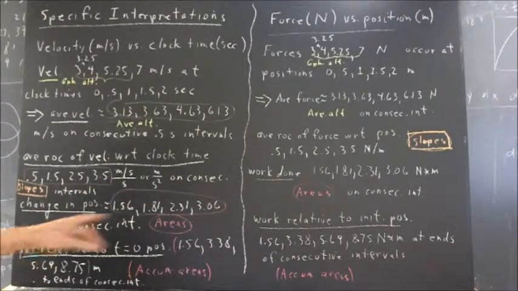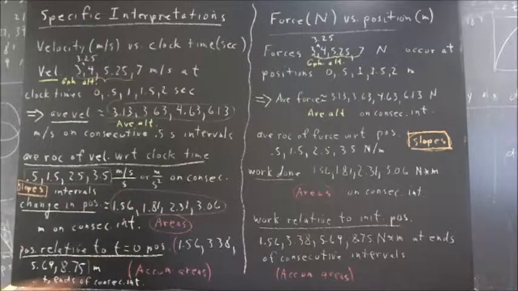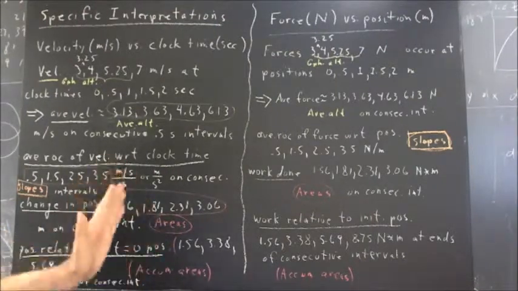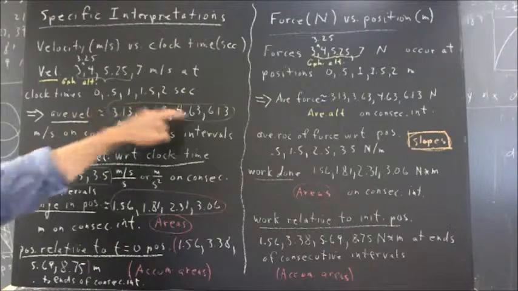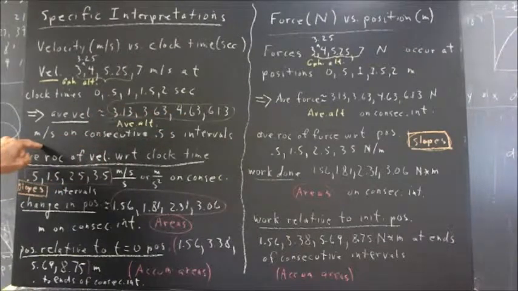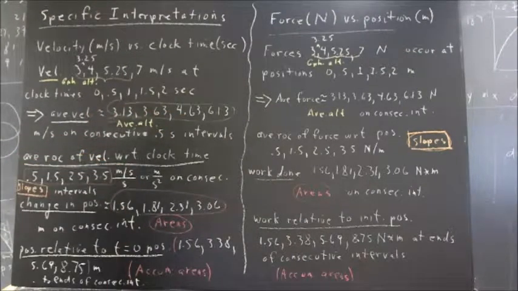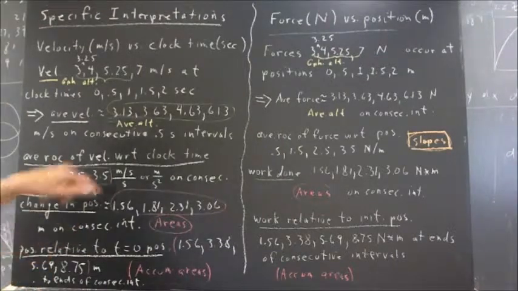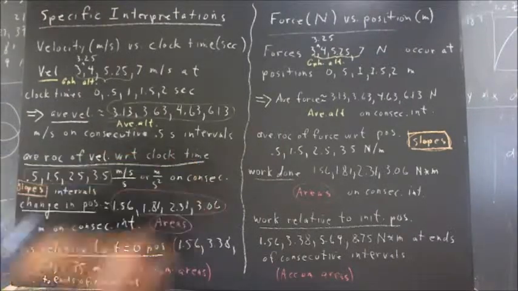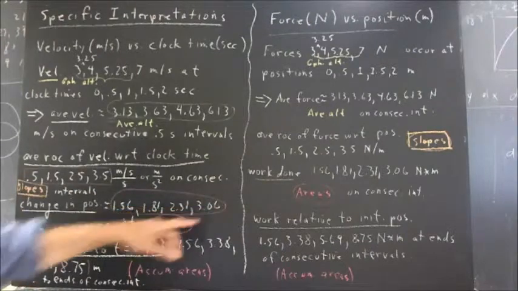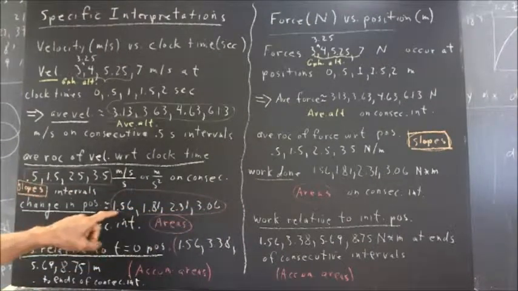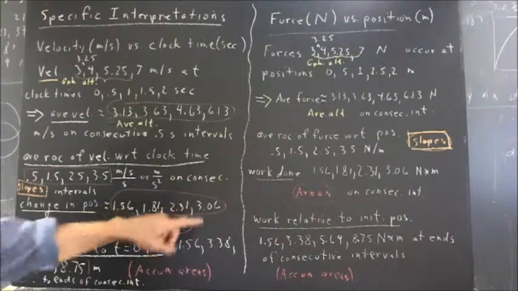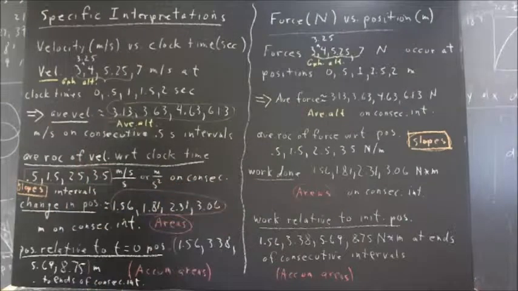Changes in position, well, our areas are going to give us change in position because the area represents average graph altitude, which represents average velocity in meters per second multiplied by width in seconds gives us change in position. And we get these results that the object will change position by approximately each of these amounts on each of the corresponding intervals.